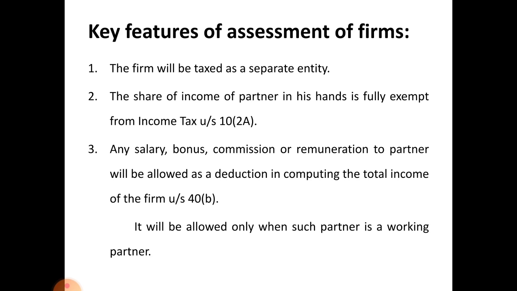Here the important thing is to know the key features of assessment of a firm, that is calculation of total income and calculation of tax liability of a firm. The first feature is that the firm will be taxed as a separate entity. Tax must be imposed on the firm separately. It is separate from its partners. Partners will pay tax on their individual income and collectively they pay tax on the income earned by the firm. Those two things are different.